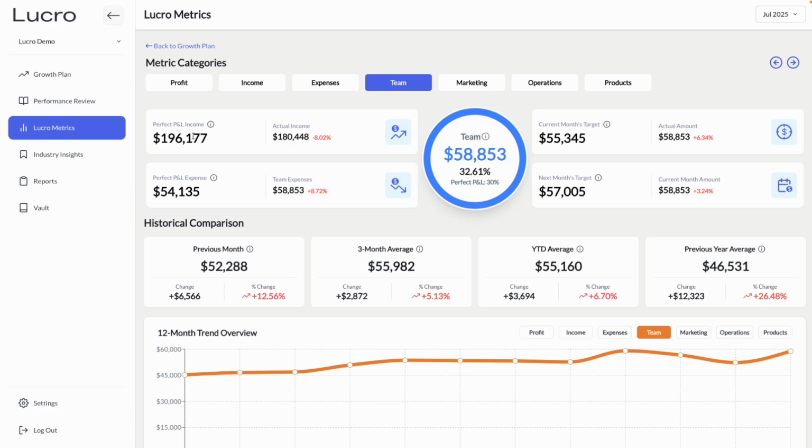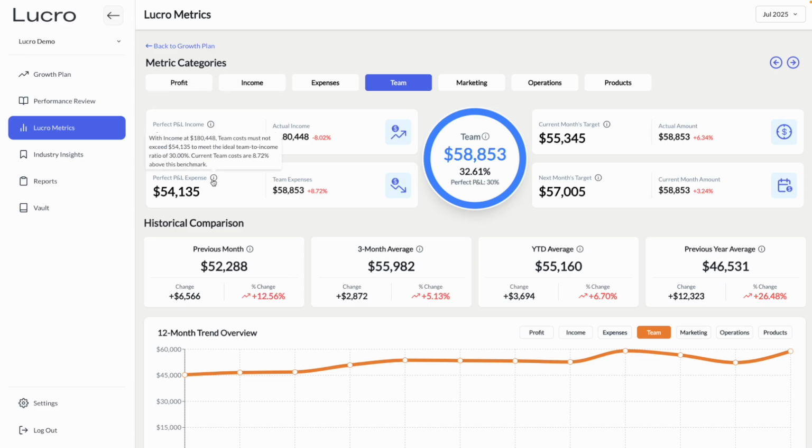The perfect P&L income basically says, if you spend $58,000 on team costs, what should your income level be in order to get to the ratio of 30% team to income costs? In this case, it should be $196,000, and we are only at $180,000, which means we are 8% below that ideal range. The tooltip tells us exactly what it is. If you go into the tooltip, it'll say, with team costs at $58,000, income must reach at least $196,000 to meet our ideal team to income ratio of 30%, which is currently 8% below that benchmark.